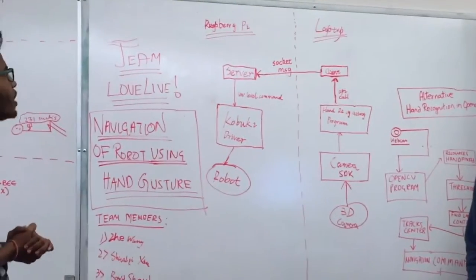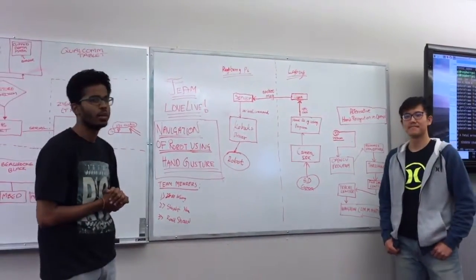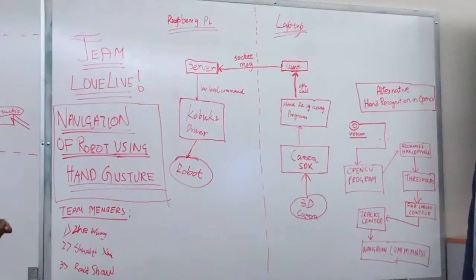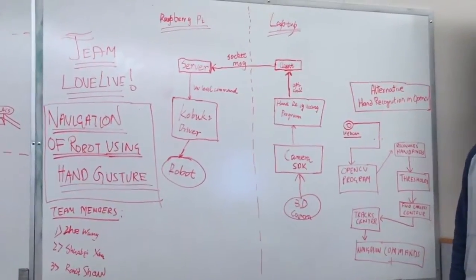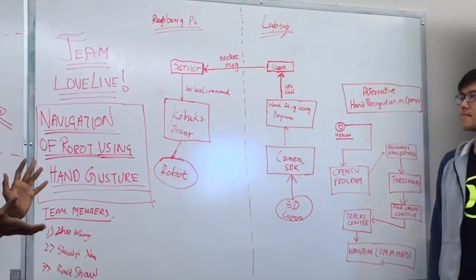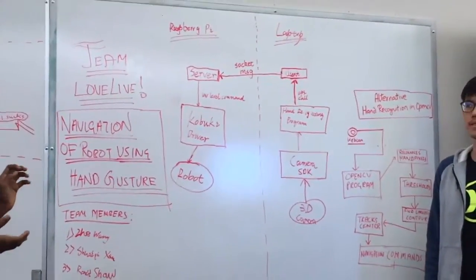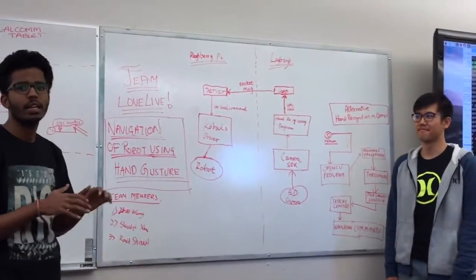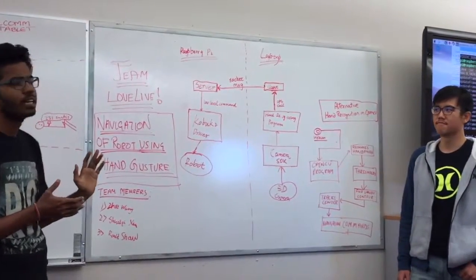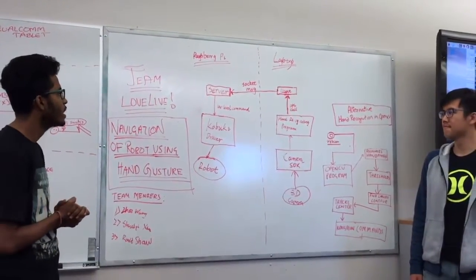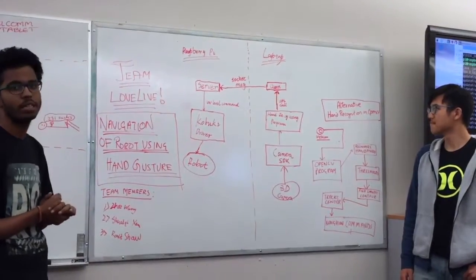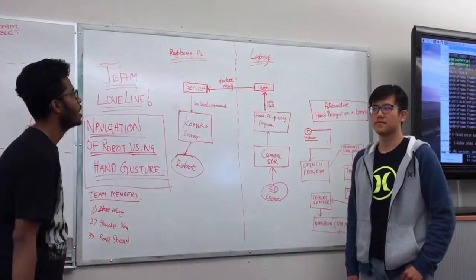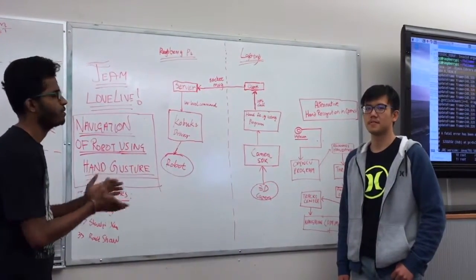So we are team Love Life. In our final project for the class CSC 291, we have done a project on navigation of a robot using hand gesture recognition. In this project, we are trying to leverage the previous assignments where, instead of passing the commands to the robot using the command line, we are recognizing hand gestures, and then passing the navigation commands to the robot using that. So Joe is responsible for the system integration part, and he is going to explain that.